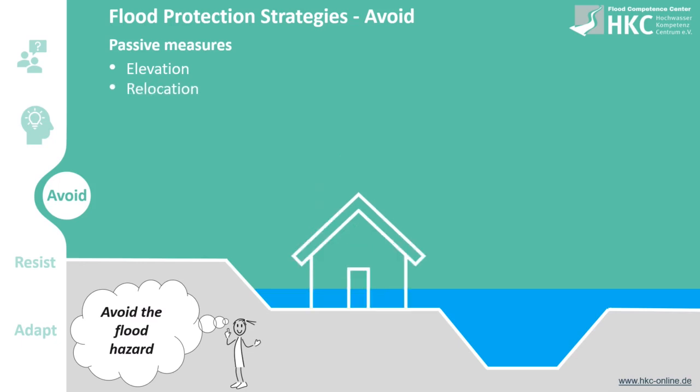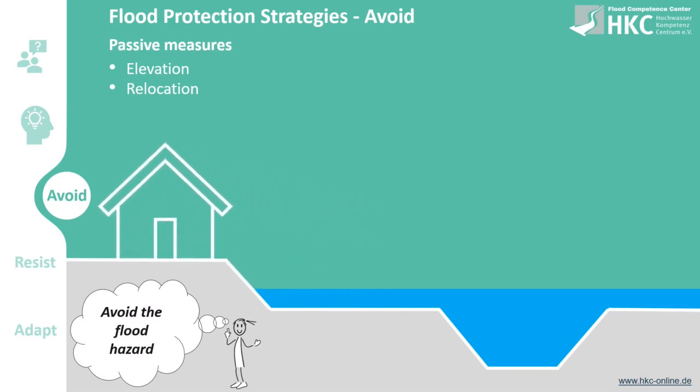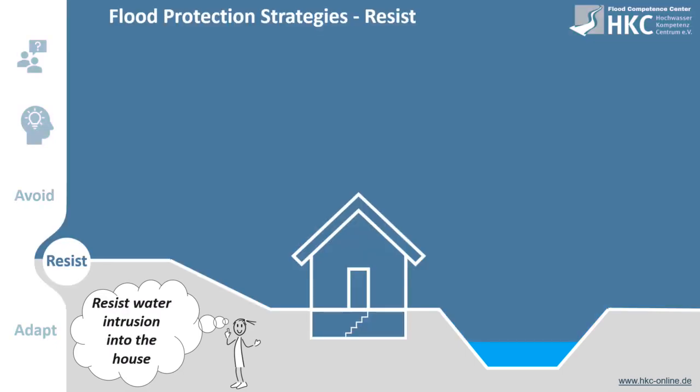Another option is the relocation or construction of a new house outside of flood-prone areas. Due to the structural complexity and relatively high cost, this type of strategy should be implemented particularly for planned houses. The strategy of resistance is aimed at preventing water from entering the house and allowing it to withstand a flood without damages to the house.